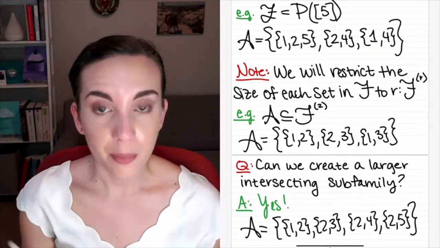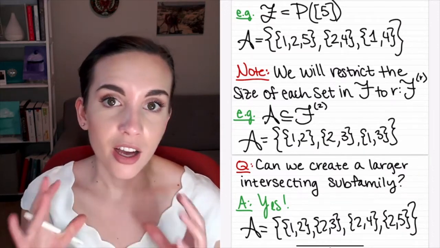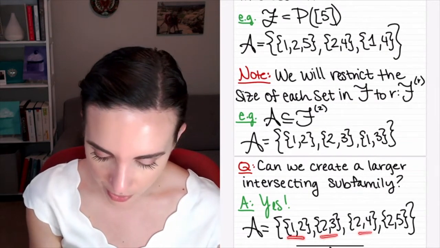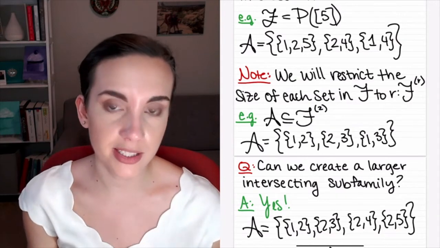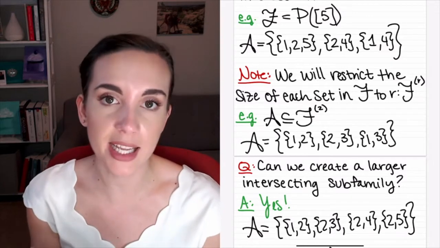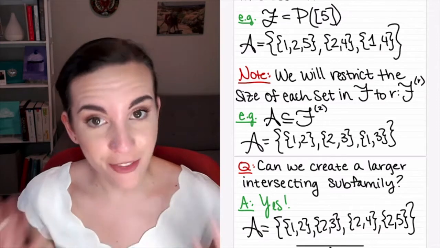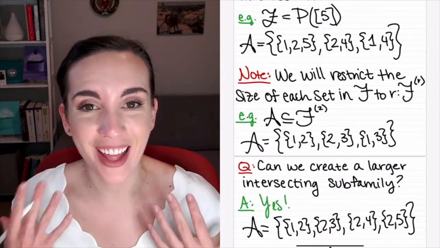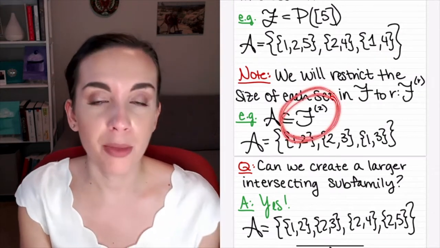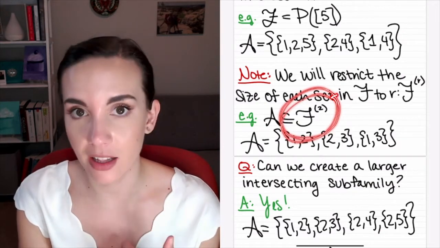So how is it easy for me to see that this subfamily is intersecting? It's simple to see because every set in script A has a common element of 2. I have 2 in all 4 of these sets. So if I intersect any pair of sets, I know that at least 2 is in the intersection. So this is one efficient method to create an intersecting subfamily. You just look at your family and pick out all sets that contain a given element.